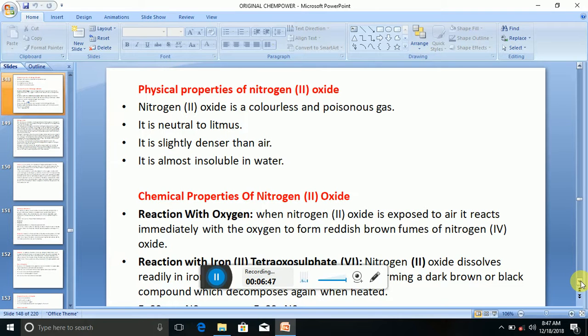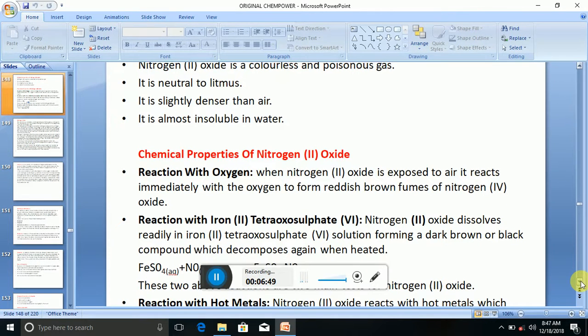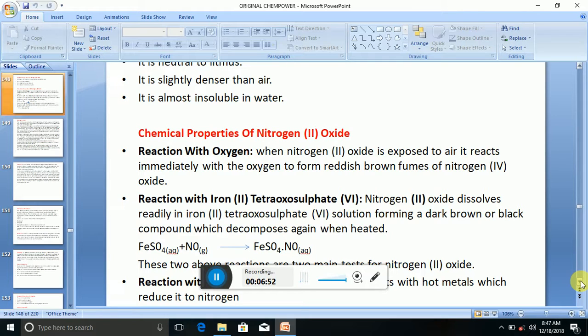Chemical properties of nitrogen 2 oxide. Reaction with oxygen. When nitrogen 2 oxide is exposed to air, it reacts immediately with oxygen to form reddish brown fumes of nitrogen 4 oxide. Reaction with iron 2 tetraoxosulfate 6. Nitrogen 2 oxide dissolves readily in iron 2 tetraoxosulfate 6 solution, forming a dark brown or black compound, which decomposes again when heated.